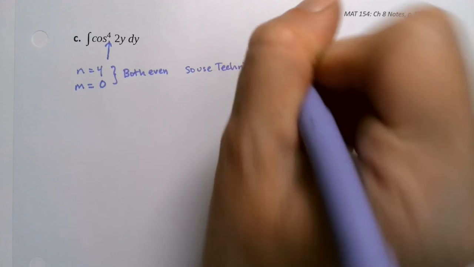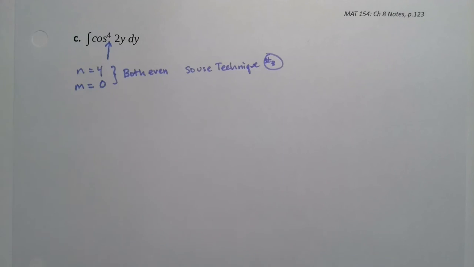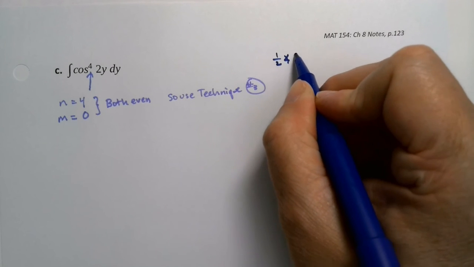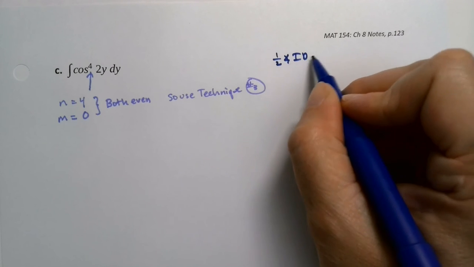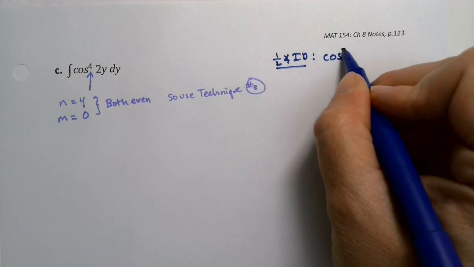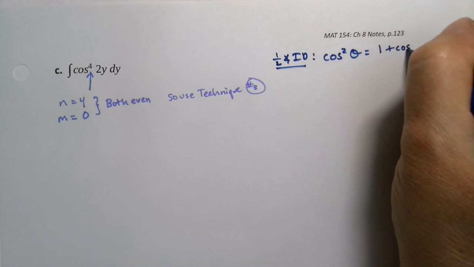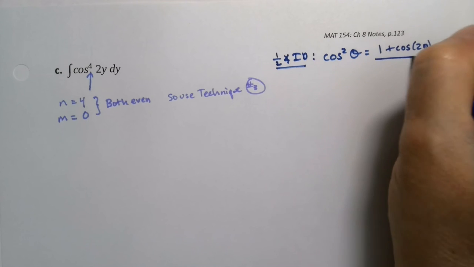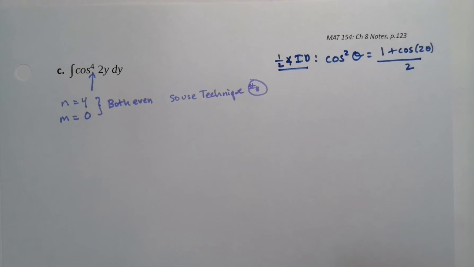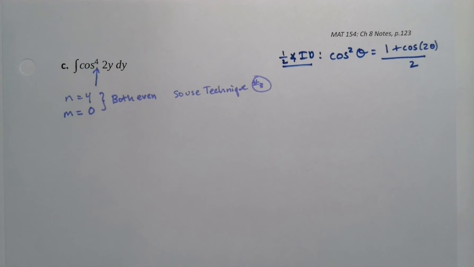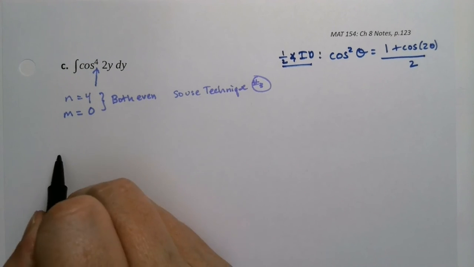Now let me remind you about what the half-angle identity says. The half-angle identity says that the cosine squared of theta is equal to 1 plus the cosine of 2 theta over 2. Okay, so I'll be back for you. Hold that thought. All right, so I'm going to rewrite my integral.